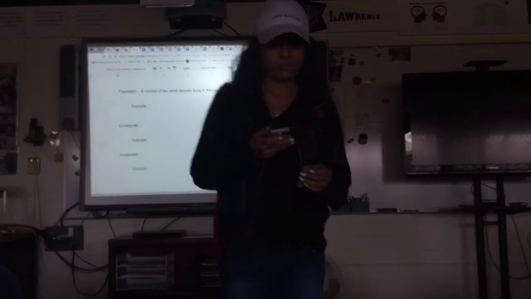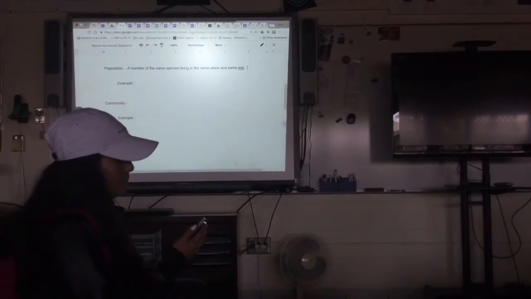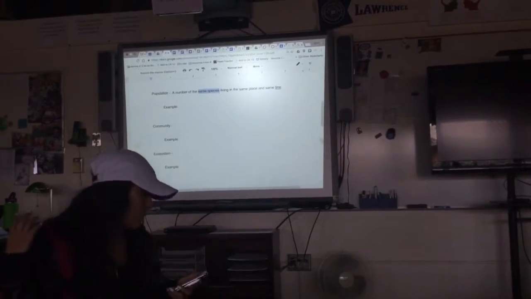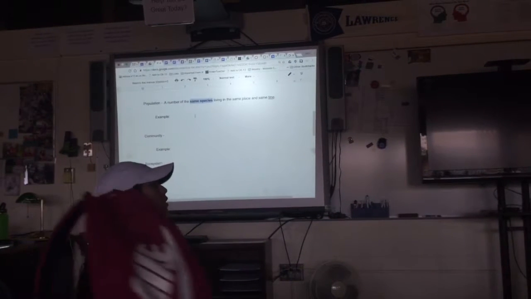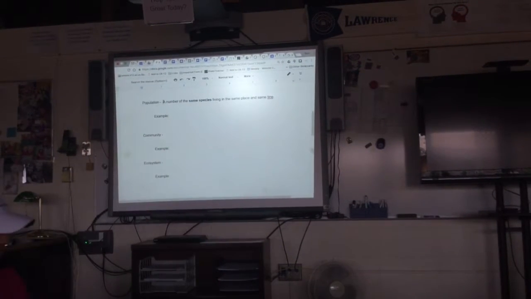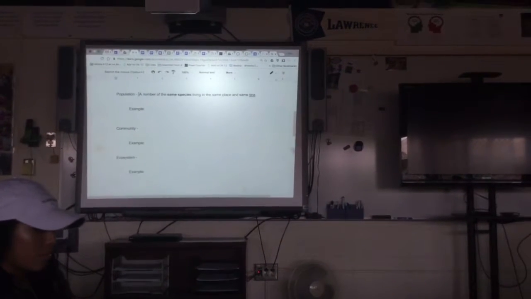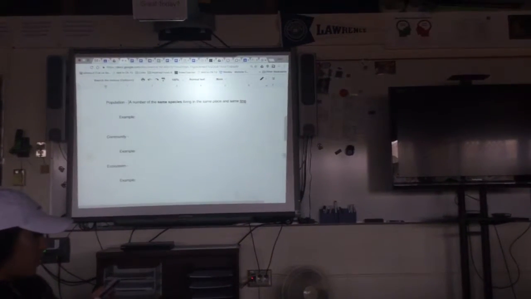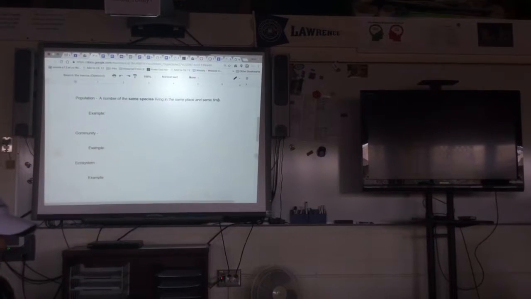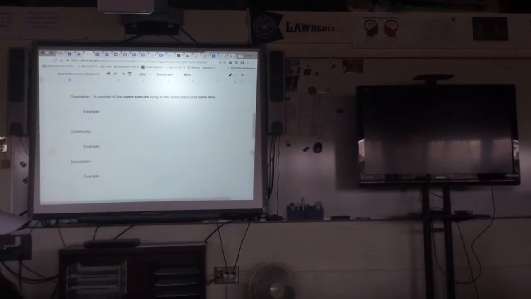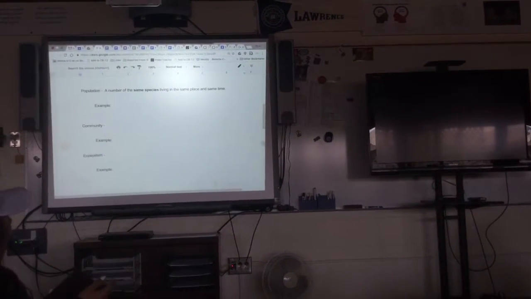The number of same species. And that's the key to this one. I'm going to bold that. Same species, living in the same place and same time. That would be considered our population.